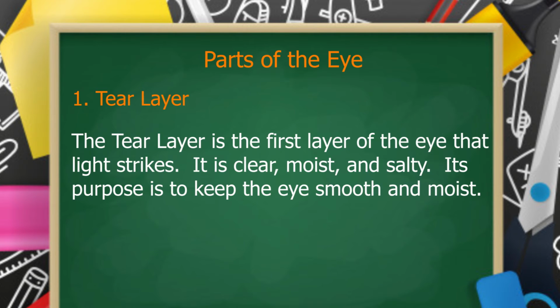The tear layer. Now, the tear layer is the first layer of the eye that light strikes. It is clear, moist, and salty. Its purpose is to keep the eye smooth and moist.